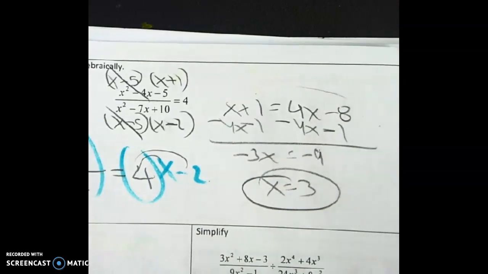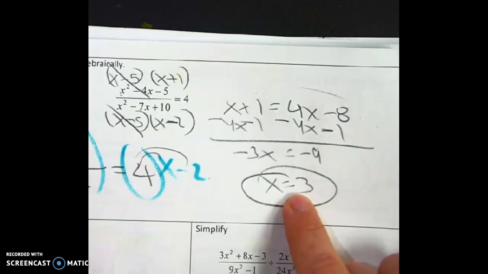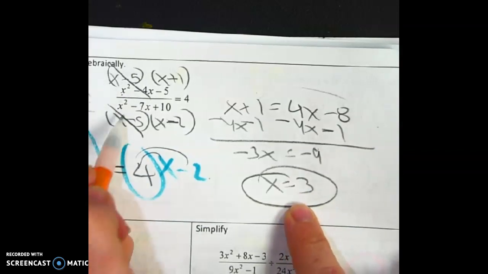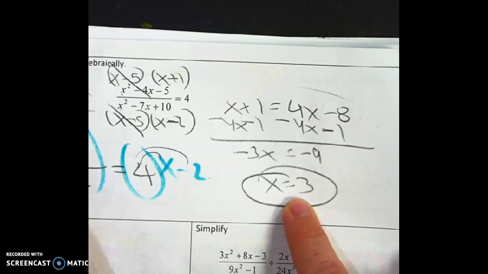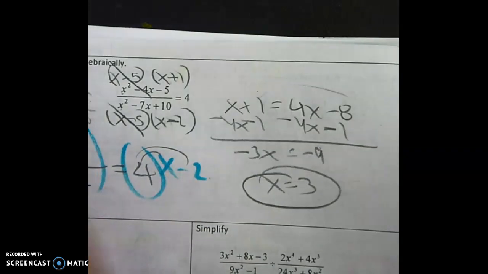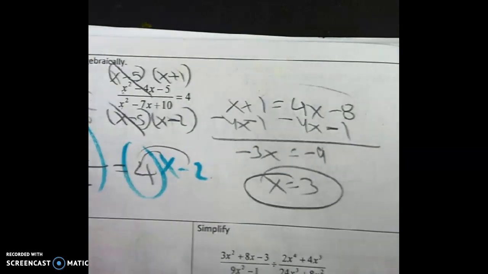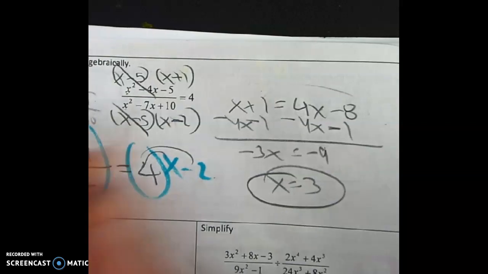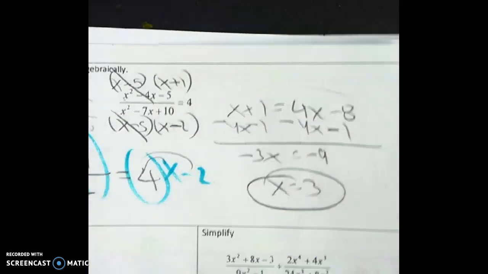How do I know I'm right? I can go 3 squared is 9. 4 times 3 is 12 minus 5. 3 squared is 9 minus 21 plus 10. 9 minus 12 is negative 3 minus 5 is negative 8. 9 minus 21 is negative 12 plus 10 is negative 2. Negative 8 over negative 2 is 4. I'm right. Oops, you didn't see any of that.